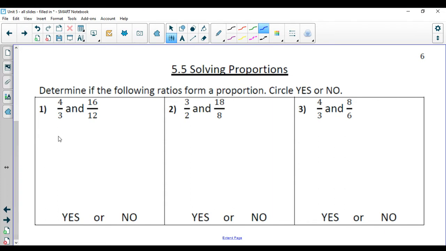Proportions are equal ratios, so what we're going to try and do here is actually check on the cross products and see if they're equal. 12 times 4 is 48, and 3 times 16 is also 48. So since they are equal, yes, these are proportions.